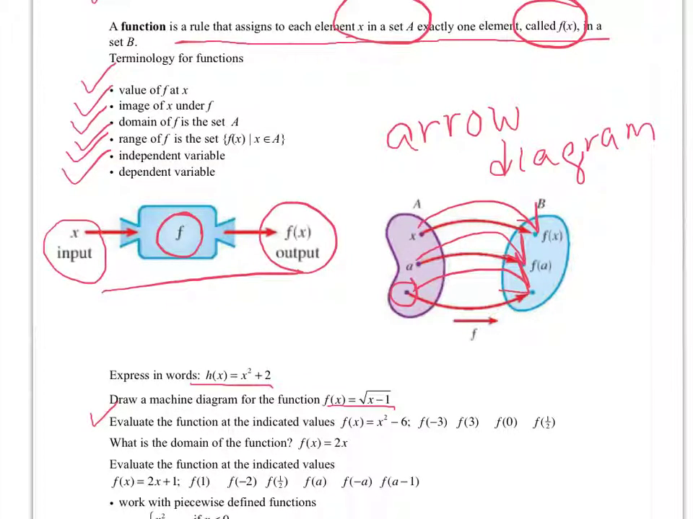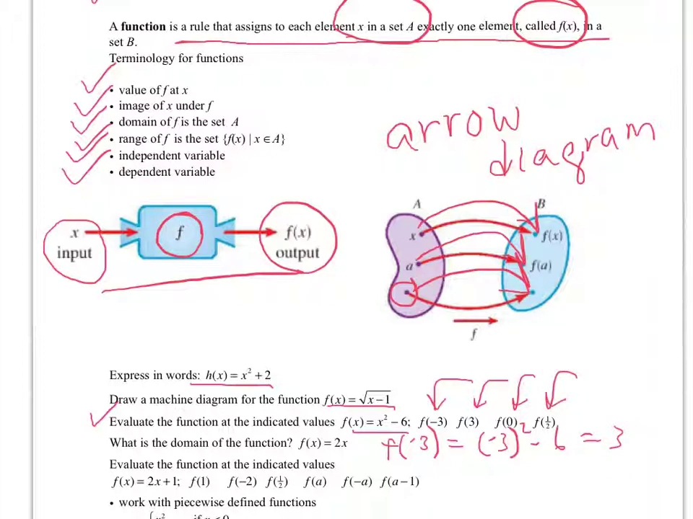Evaluating a function is simply taking the given value for x and substituting it into the formula for f of x. So for example, f of negative 3 in this case would be negative 3 in parentheses squared minus 6. Negative 3 squared is 9, and 9 minus 6 is 3. So f of negative 3 is 3. So you should be able to do f of 3, f of 0, that's the y-intercept there, and f of 1/2.